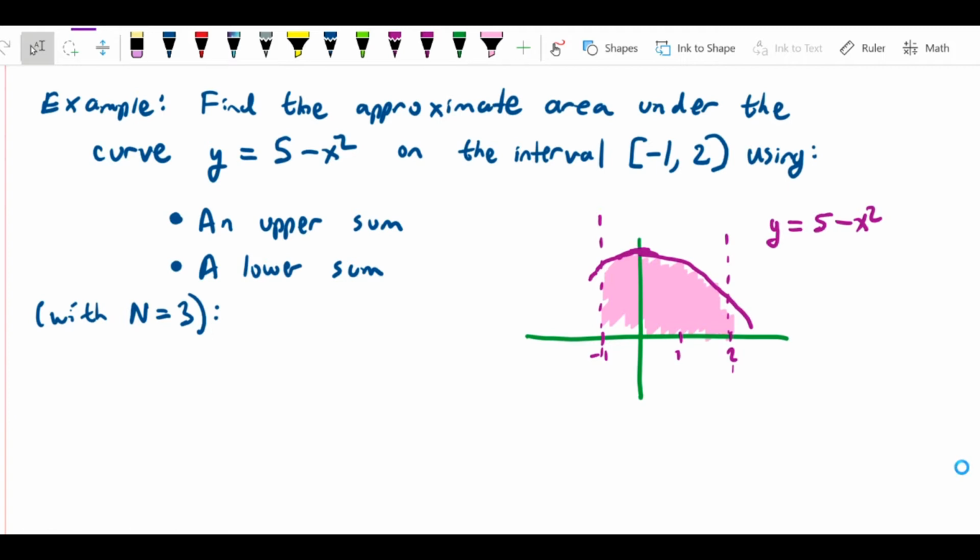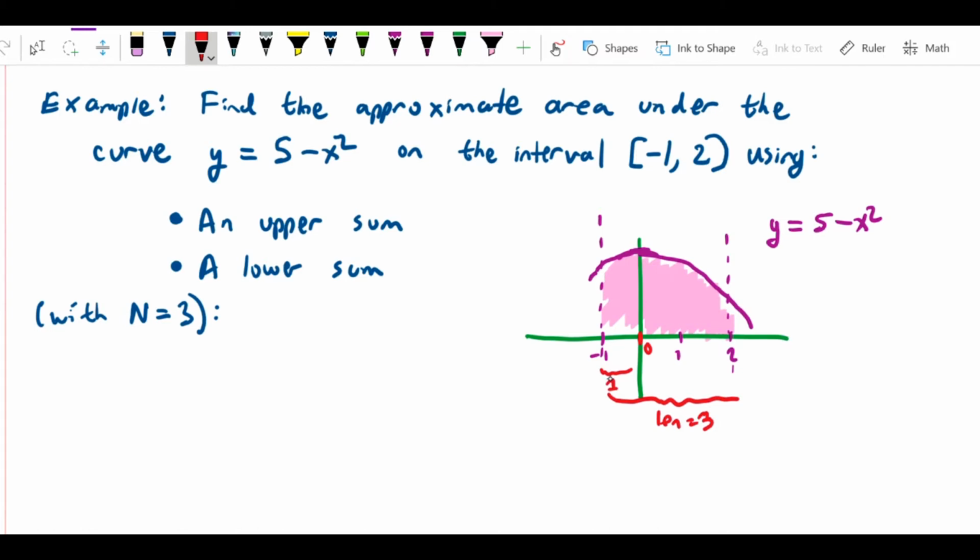All right, the first thing to observe is that the interval is the interval negative 1, 2, and the length of that interval is equal to 3. That's convenient because we've chosen n equals 3 as the number of subintervals. So when we divide the larger interval into subintervals, we get 0 and then 1 and 2. We have three subintervals, each of them having a length of 1. That makes it convenient. That means the width of each rectangle is going to be 1, which will make it fairly convenient to calculate the areas of those rectangles.